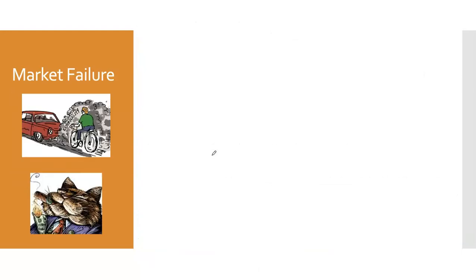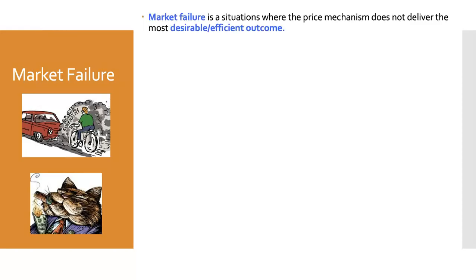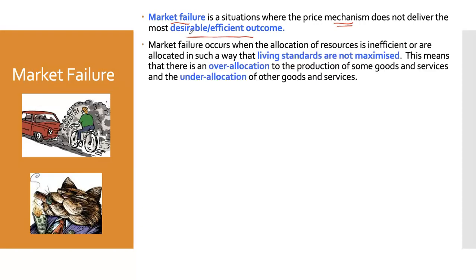So what do we mean by a market failure? We haven't talked about this yet. Previously, we've been talking about perfect markets, price mechanisms, efficient allocation of resources. A market failure is a situation where the price mechanism, supply and demand, price equilibriums, has not delivered the most desirable or efficient outcome. Market failures occur because the allocation of resources that has been determined is inefficient.